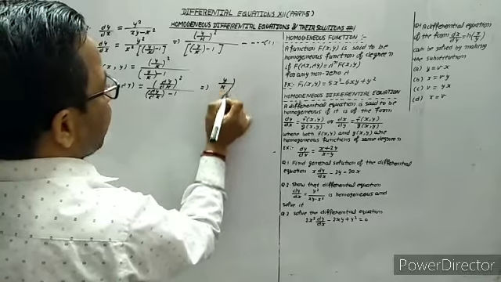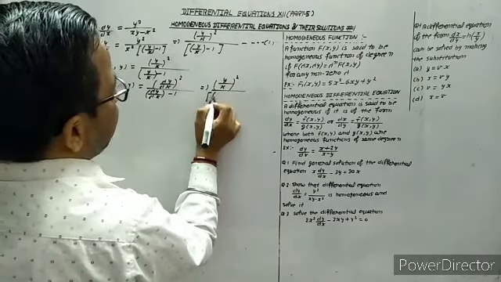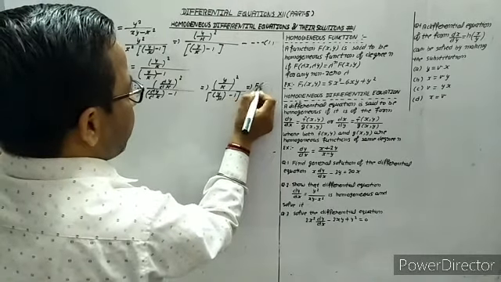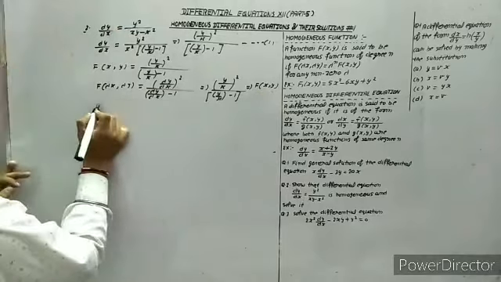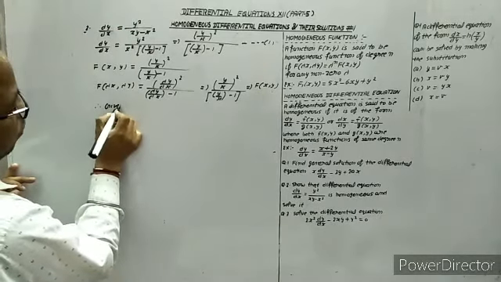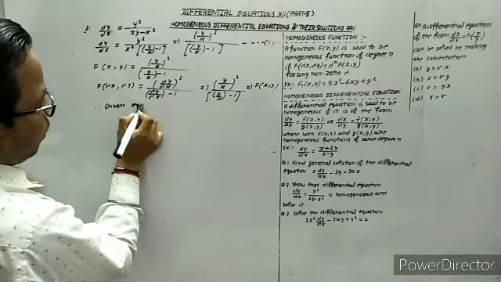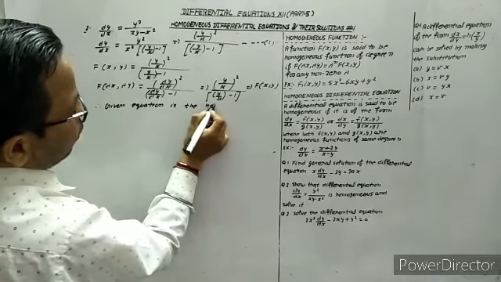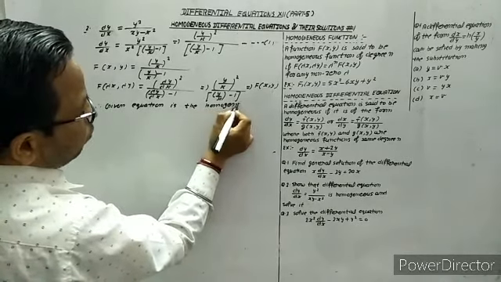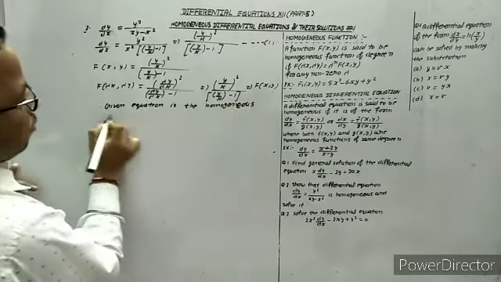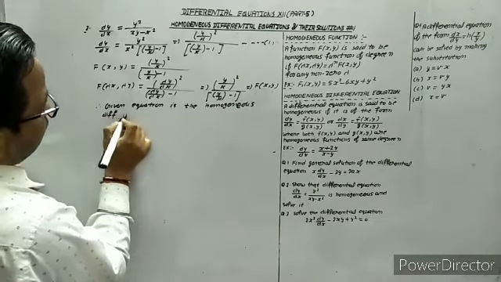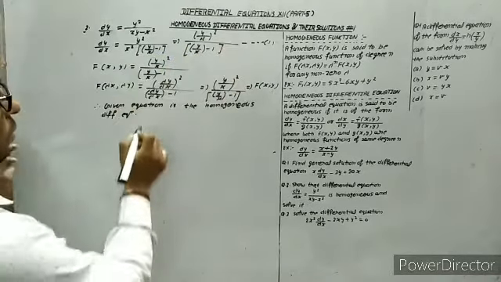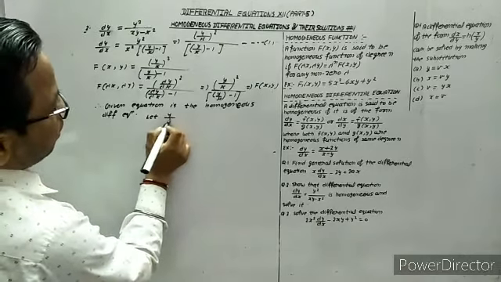Then we will get (y/x)² upon (y/x) minus 1, and this becomes f(x,y). Therefore we can say the given equation is a homogeneous differential equation. Now we have to solve this homogeneous differential equation. To solve this, we observe that we are getting the format of y upon x. So we will say let y upon x is equal to v.